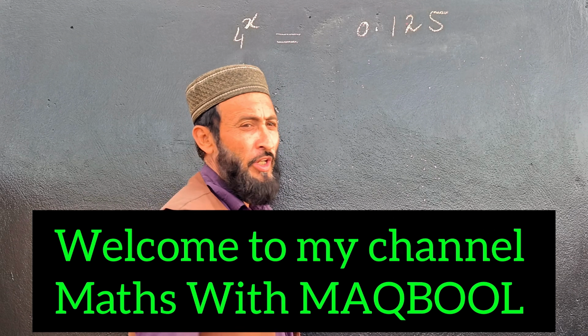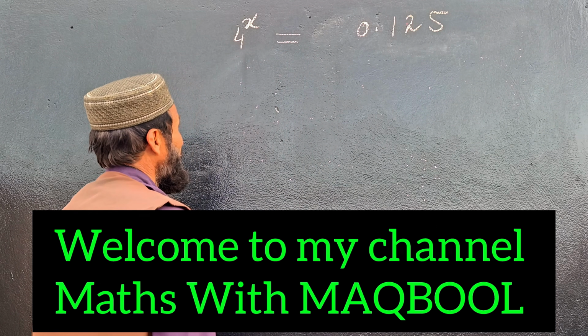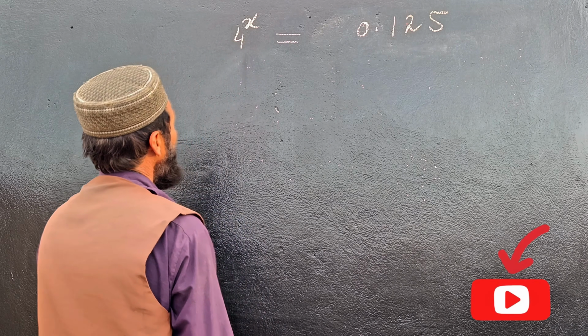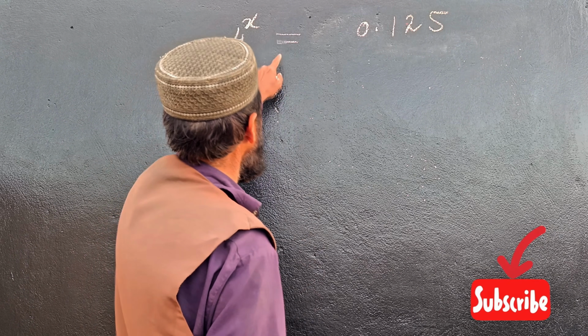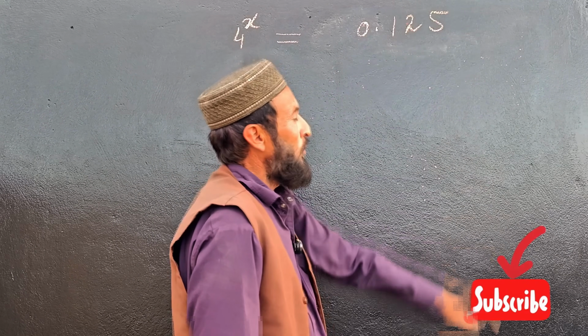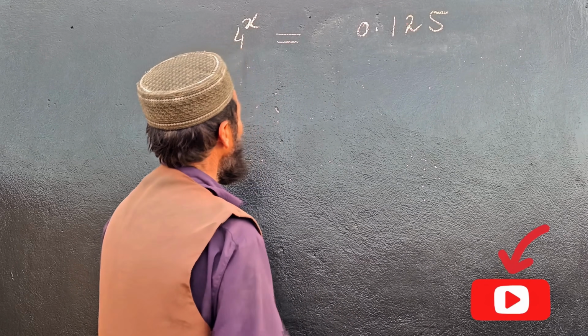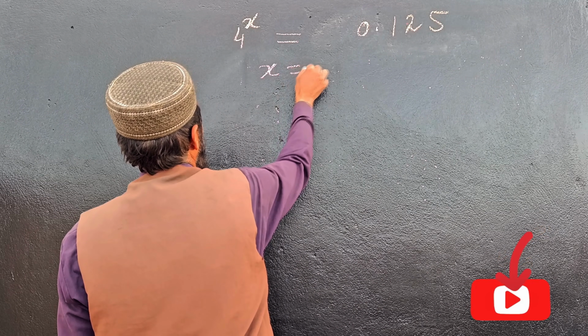In my channel today we have a very interesting and tricky question, an exponential equation. 4 exponent of x is equal to 0.125, how can we calculate the value of x, which is unknown?